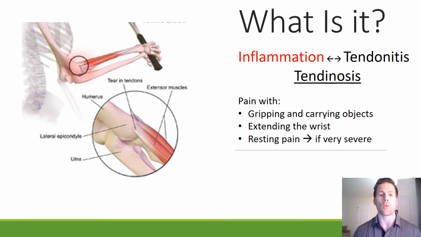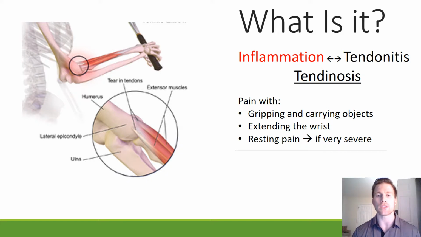What ends up happening is it was theorized that there are micro tears that occur along the extensor tendon, most commonly in extensor carpi radialis brevis, which is involved in extension of the wrist. Individuals with tennis elbow are going to have pain with gripping and carrying objects, extending the wrist, and if the condition is severe enough, will have pain at rest.